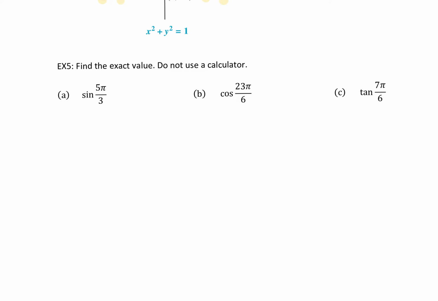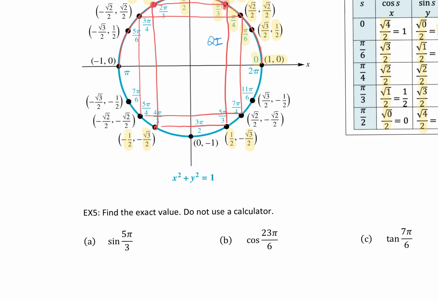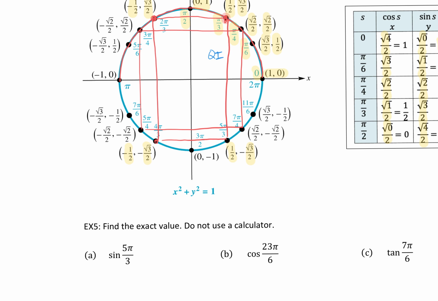So what about sine of 5 pi over 3? Well, you would look at your circle and see if you can find 5 pi over 3. And I see, now I've written all over this, but I can see that I have 5 pi over 3 in quadrant 4. So I'm in quadrant 4. 5 pi over 3 corresponds to the point 1/2, negative square root 3 over 2. And since sine is the y value, it would be negative square root 3 over 2.